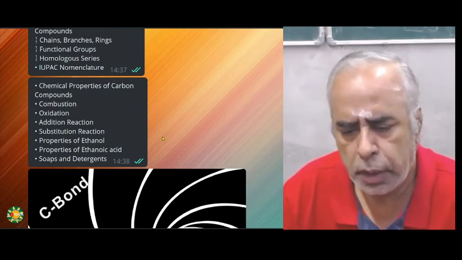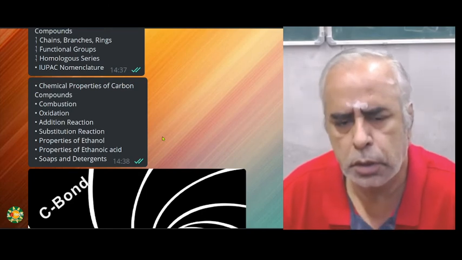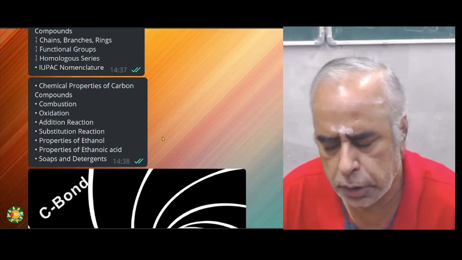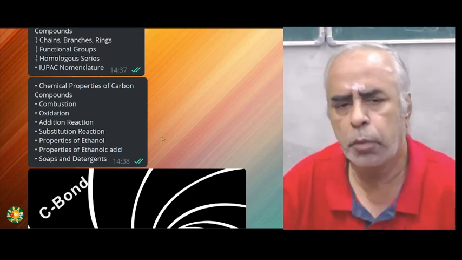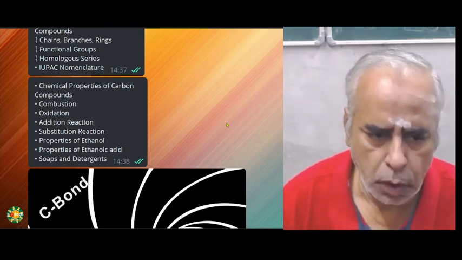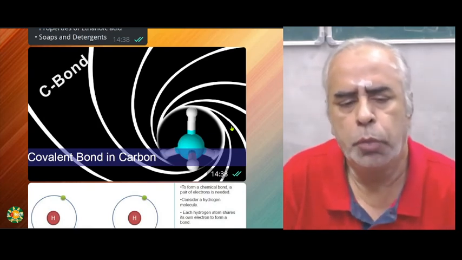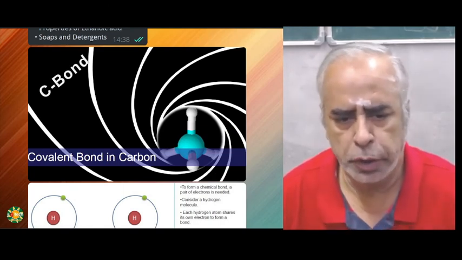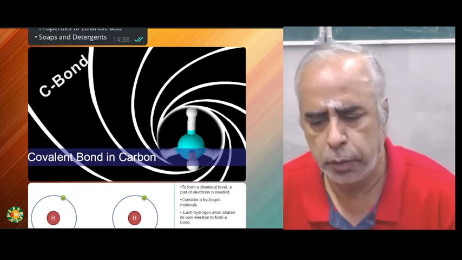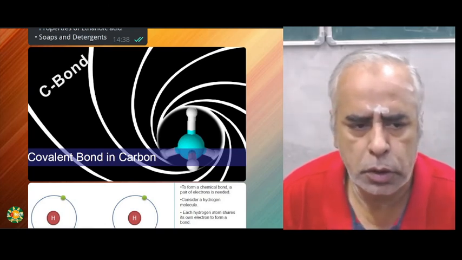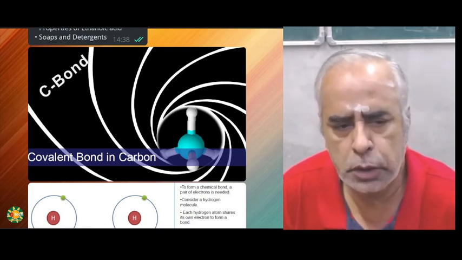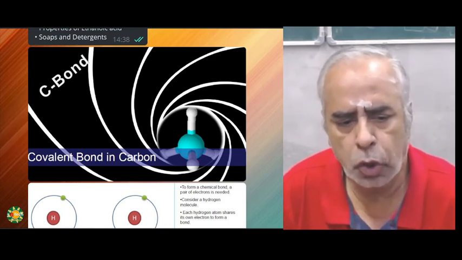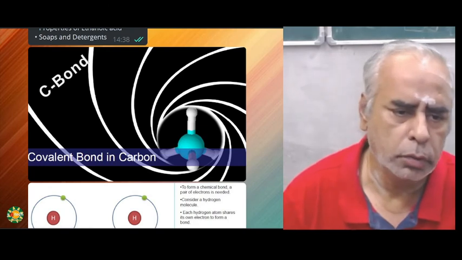After discussing these chemical properties, these are all the major things. Then for any compound, we have to discuss the preparation, physical properties, chemical properties, then applications, that is uses. And we should know something about the structures also. Now let us take up the covalent bond in carbon. Like James Bond, when I say James Bond, you will immediately say 007. Likewise, a C bond, you can remember like this. And this C bond is where the covalent bond is present in carbon.